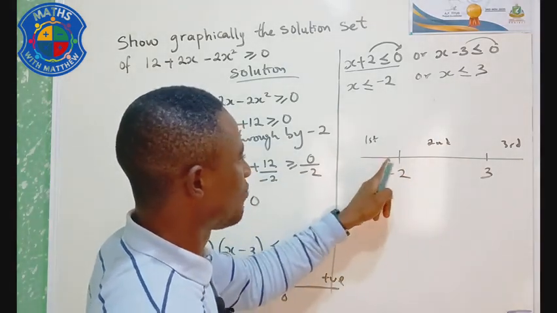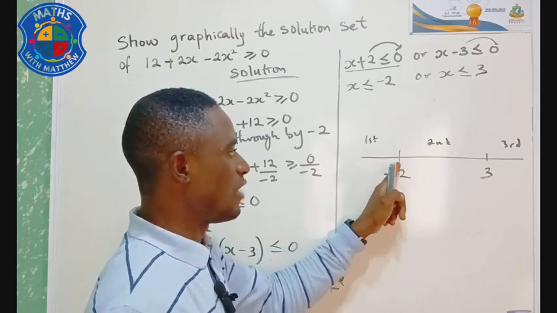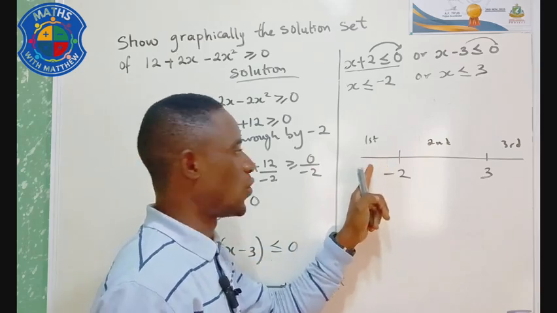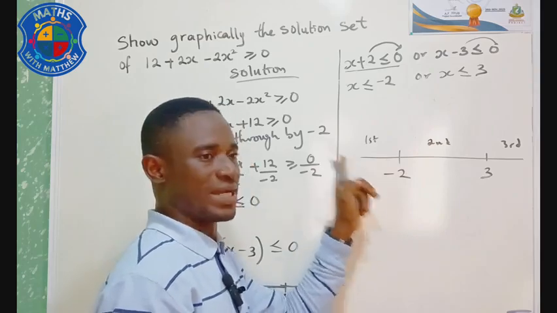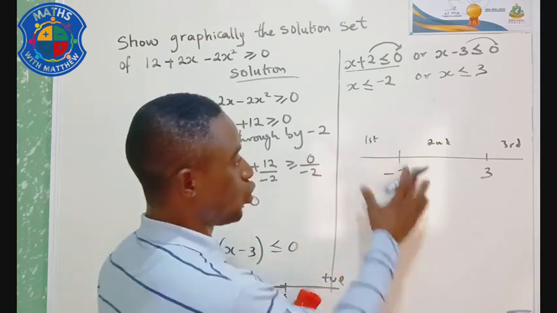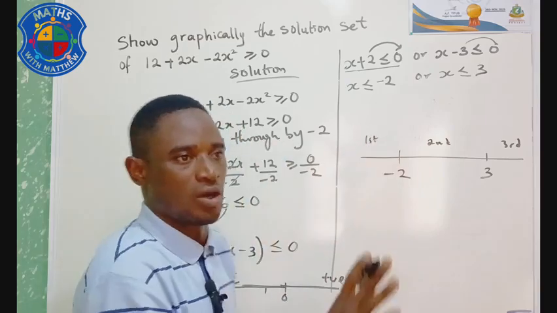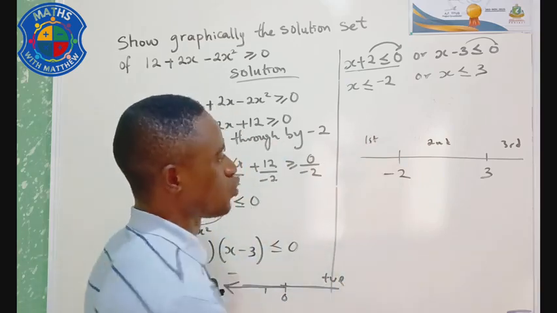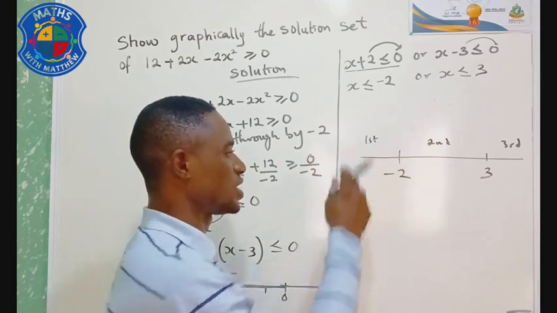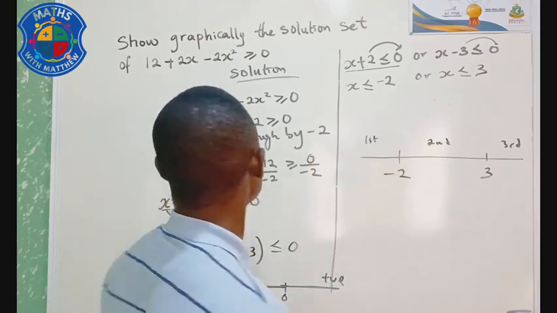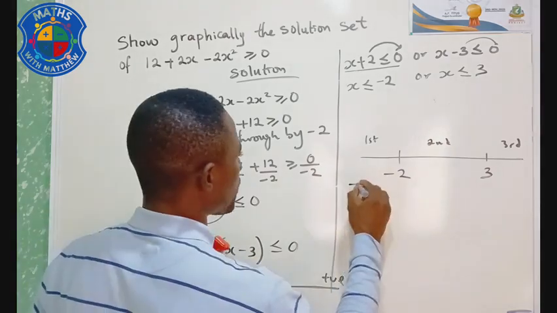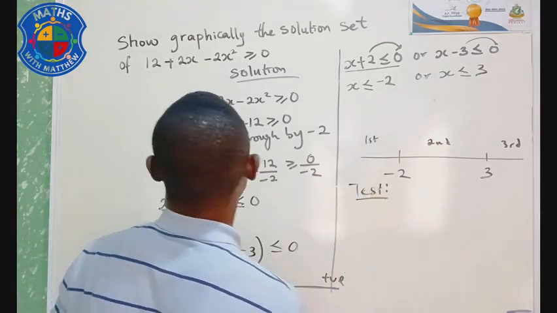We have minus 3. We have minus 4. We have minus 5. We have minus 6. We have minus 7, and so on and so forth. So we can pick any number from there. Let's say we want to pick minus 3, or minus 4 or minus 5, as the case may be. Now, we check. Test. Now, look at this.